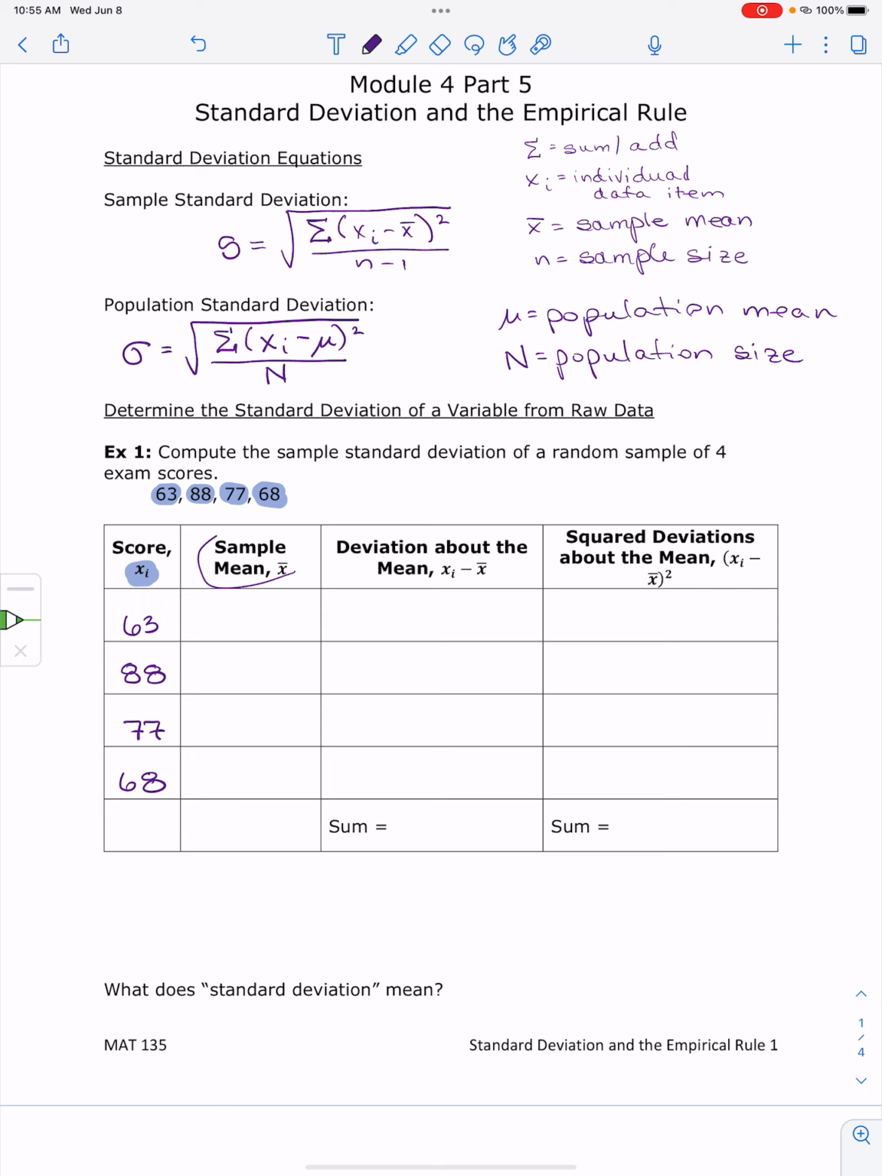My sample mean, I find by adding all four of those together. So let me make sure we know where the work is. I have 63 plus 88 plus 77 plus 68 divided by 4. This is how we find the mean. 296 divided by 4. I get 74 is my sample mean, my x bar. That sample mean is the same for the whole set.